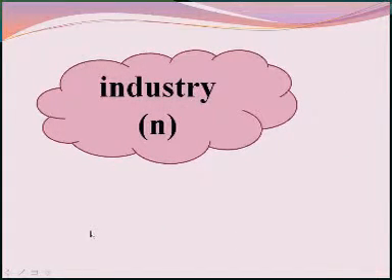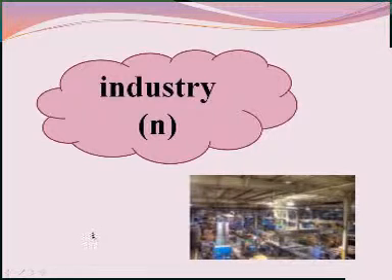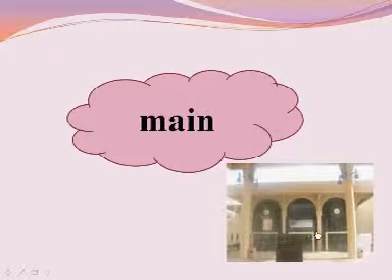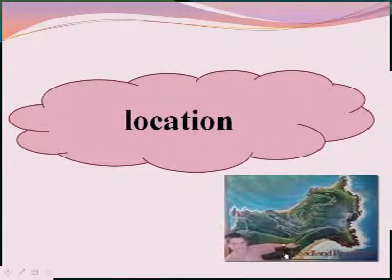Industry. As a noun, industry. Of course, it refers to the things a country produces or makes. Main, the most important, the main thing. Location, of course, is showing where something is. This boy is pointing or trying to find the location of a place here on the map. Location.